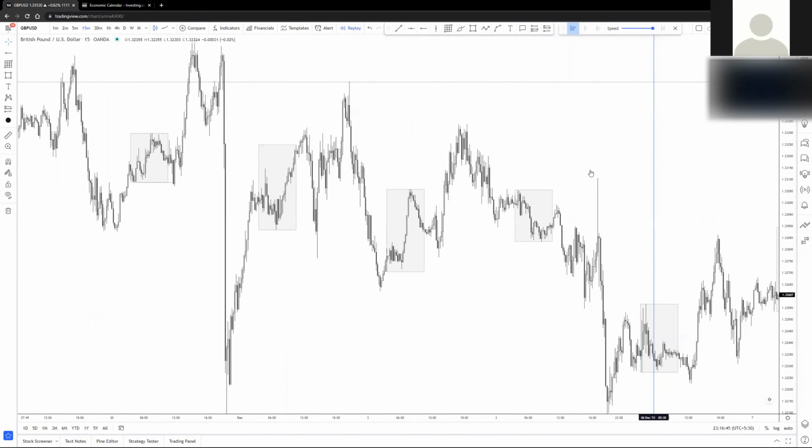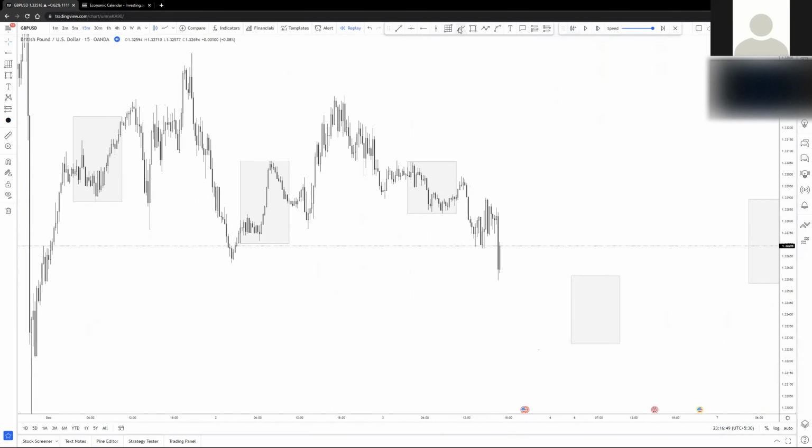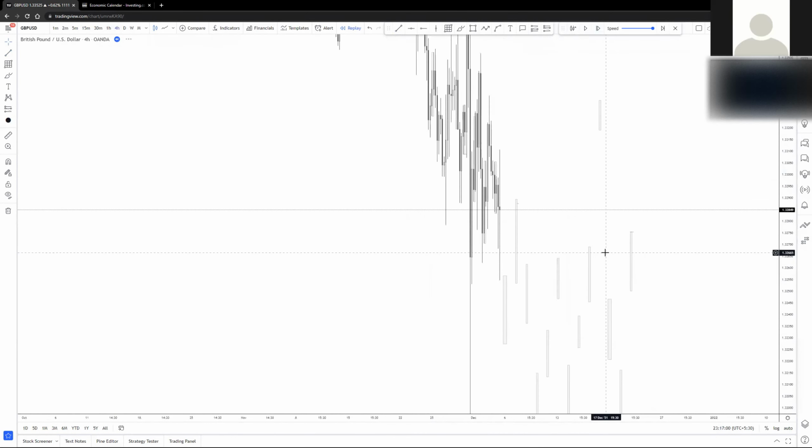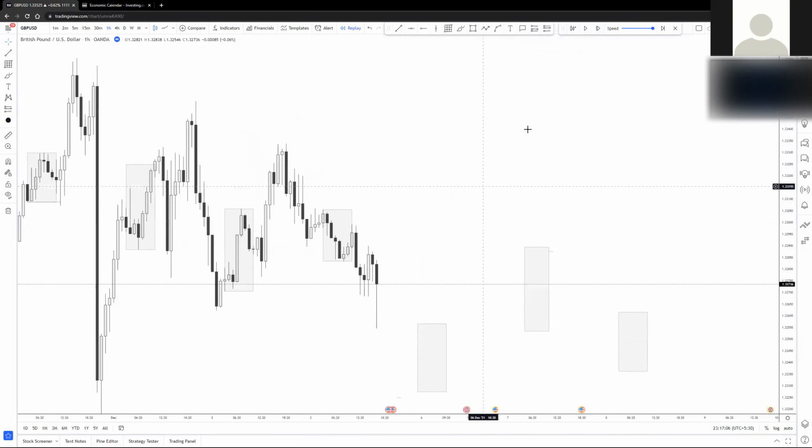And this day we had news. So what happened? London did not take out Asian highs. All they did was, from Asia to London, they were building up liquidity for the news. And right above Asia, where was that? What did we have?